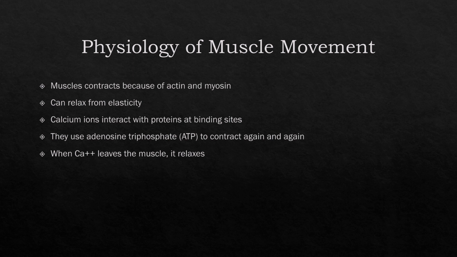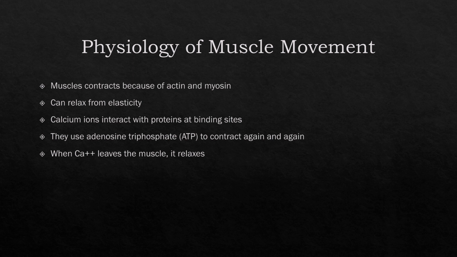And then for the physiology of a muscle movement or contraction, they contract because of the actin and myosin that they have inside of them, which makes it look striped. And the muscles have the ability to relax because they have elasticity. They are stretchy. And for a muscle to be able to contract, the calcium ions will interact with the proteins at their given binding sites.